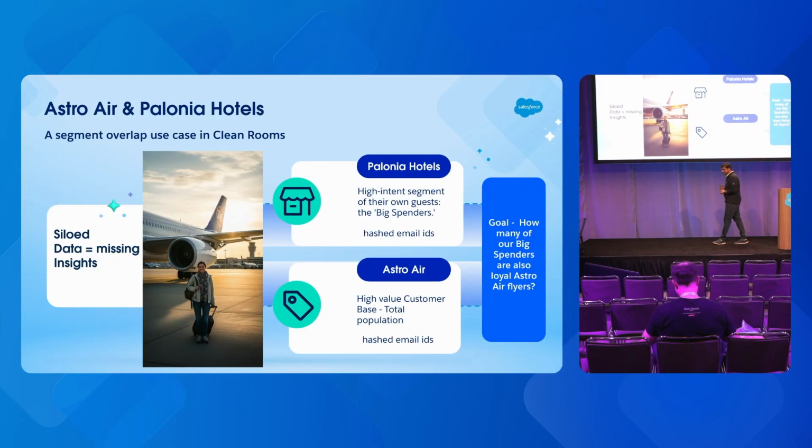I'll take a use case for this. We have two partners. One is Astro Air, an airline company which has a very large customer base. And then we have Polonia Hotels, a hotel network. Now, Astro Air has a big customer base, and Polonia wants to understand the overlap of the customers. Polonia has some high-value customers, and it wants to see how many of those customers are also loyal customers of Astro Air. We are going to see how these two organizations can collaborate without actually sharing the data. It is going to be in the clean room, but they are going to get all of that information.